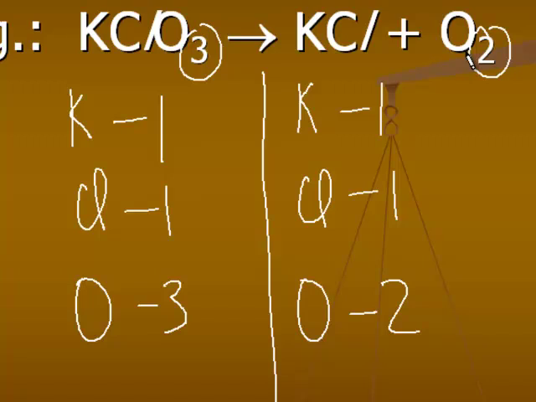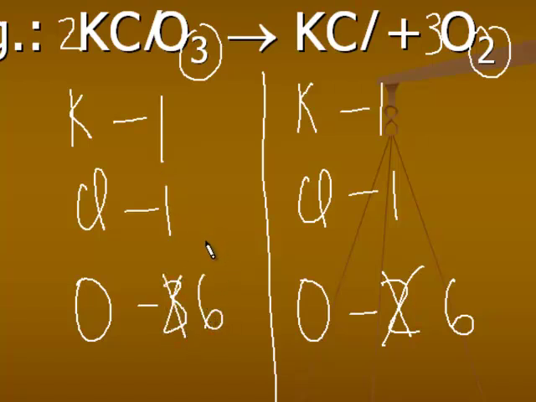Now, to balance this, the only thing I can do, remember, is change coefficients. If I multiplied the O2 on the right-hand side by 3, that would change the number of O's to 6. The coefficient refers to everything that it precedes. So 3 O2's is 6 O's. If I put a 2 in front of the KClO3 on the left, that would also give me 6 O's.